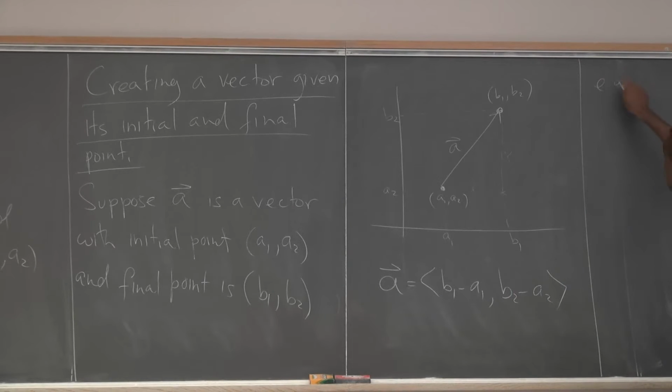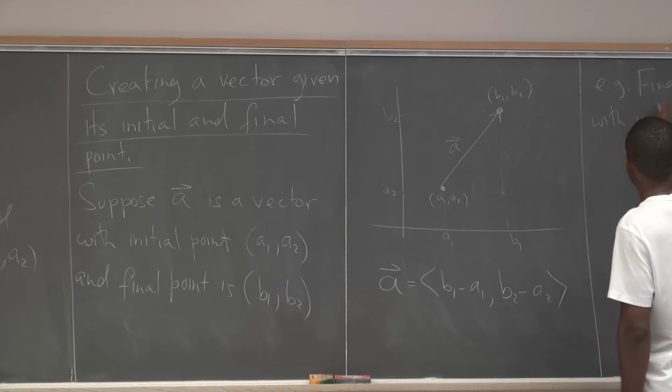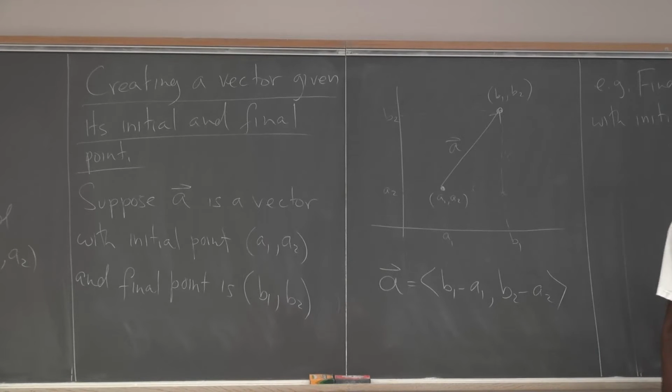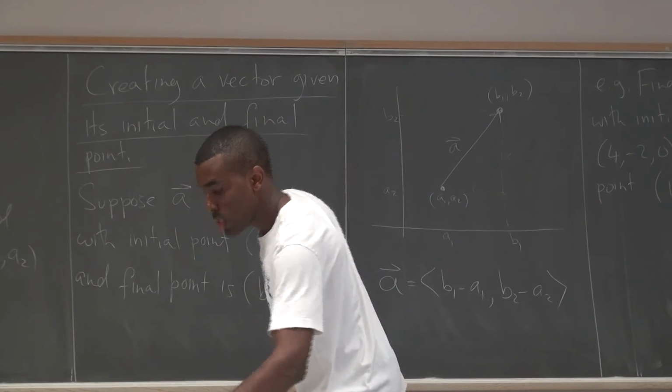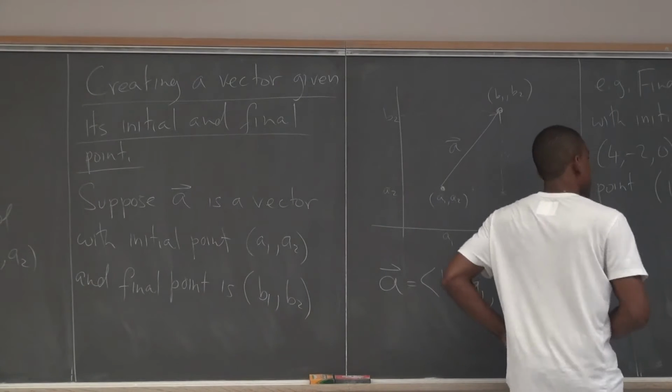So example. Find the vector with initial point, make up any random numbers here, but I already wrote something down, 4, minus 2, 0, and final point 1, 3, 5.